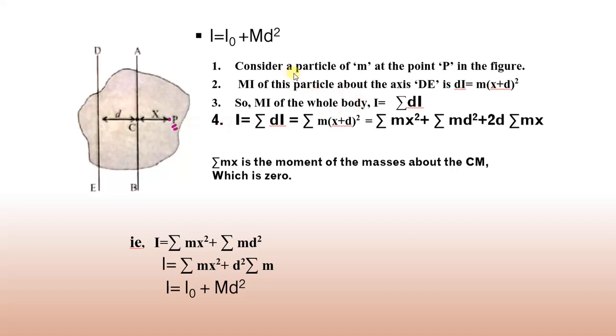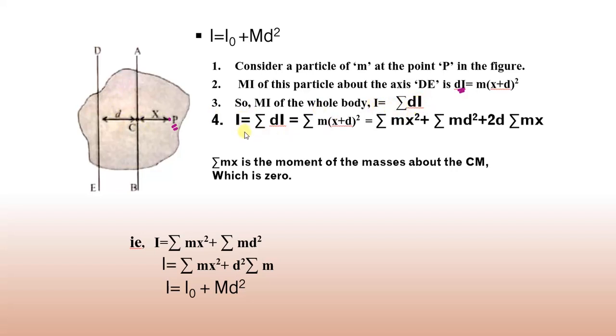Now the moment of inertia of the particle about the axis DE is the mass of this particle times the square of the perpendicular distance, that is m into (x plus d) all squared. We can write this moment of inertia of this small particle as dI. Now this body can be imagined as made up of a large number of such small particles. So the total moment of inertia of the whole body is I equal to sigma dI.